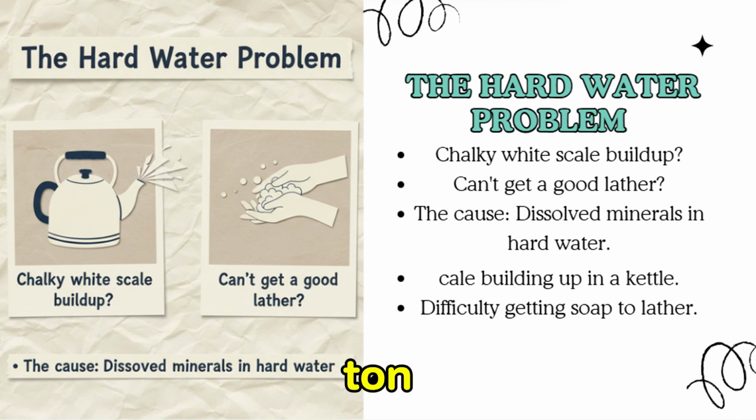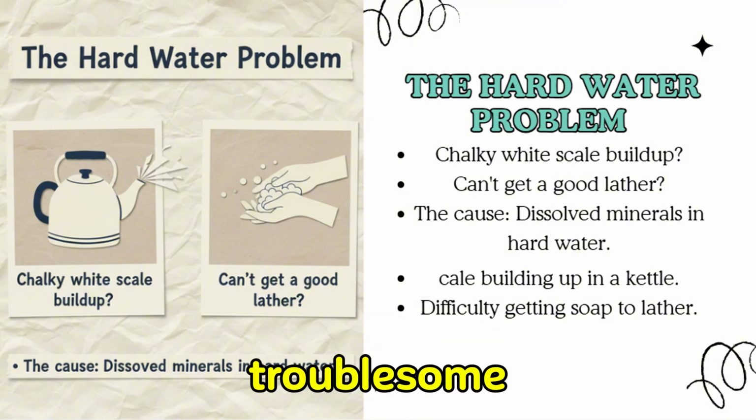Have you ever used a ton of soap but just couldn't get a good lather? Or noticed that chalky white scale building up inside your kettle or on your faucets? That annoying problem is caused by hard water. It's full of dissolved minerals that cause trouble in everything from our homes to massive industrial plants. But what if we could tell those troublesome minerals, you're not welcome here?